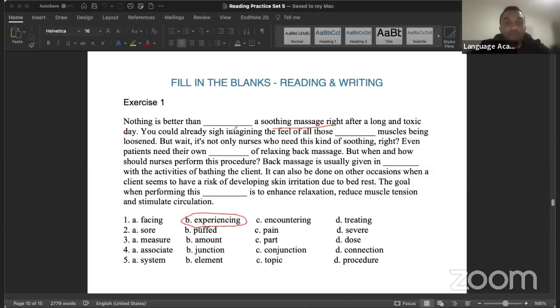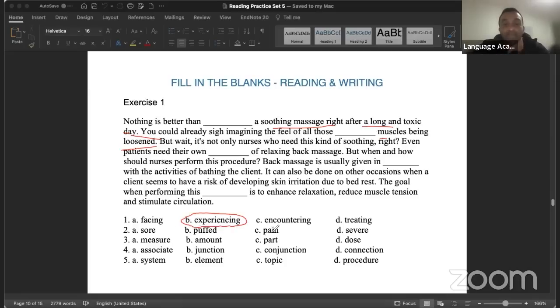Next one: "You could already sigh imagining the feel of all those dash muscles being loosened." He is talking about having a very long, toxic day, and now you are getting a massage. When you even start getting a massage, you will start imagining all the good stuff, all the stiff muscles just loosening up and you will relax. Okay, look at the options.